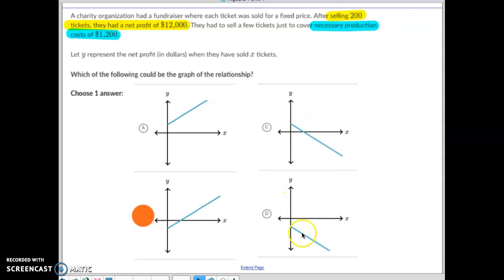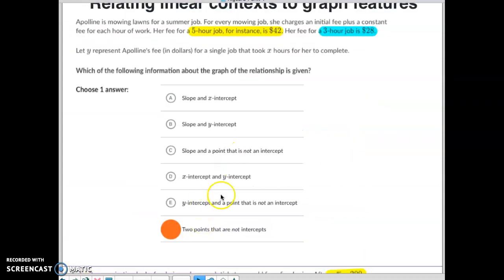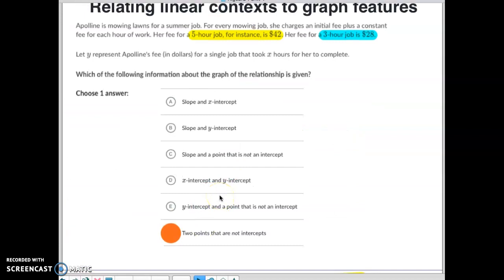These two both have negative slopes, so they can't be right. Plus this one here started in the positive. That absolutely can't be right. So that's all you're doing. You're looking at the information they give you, then you line up the correct graph or the correct information that goes along with it. Hey, take your time.